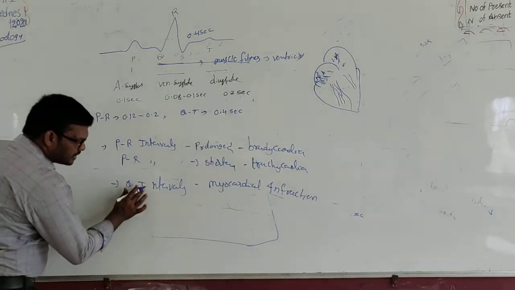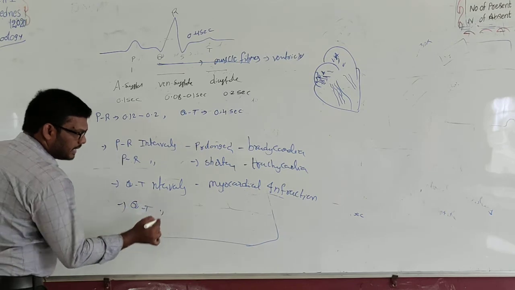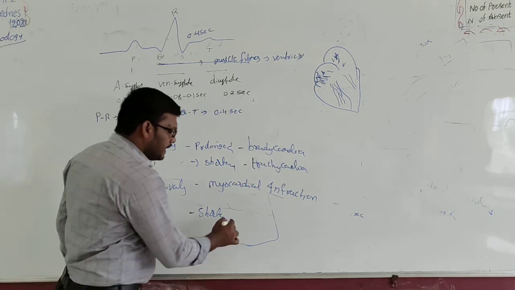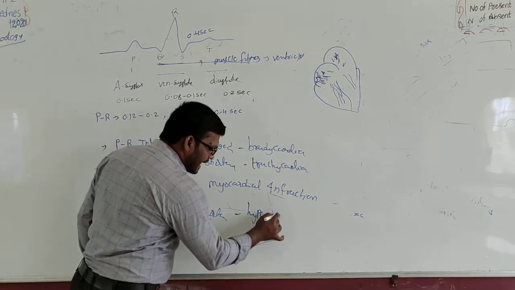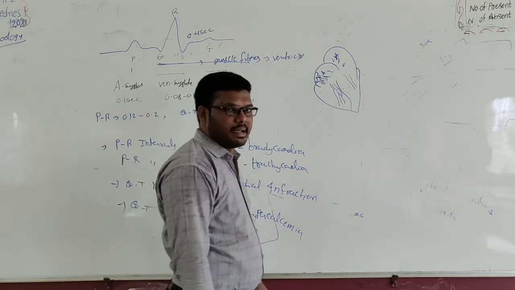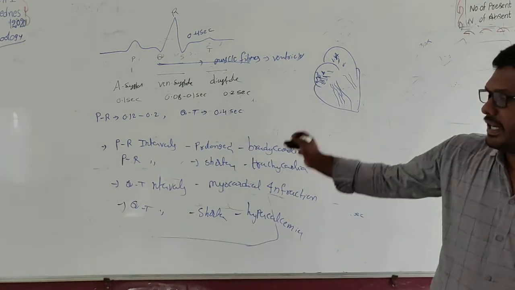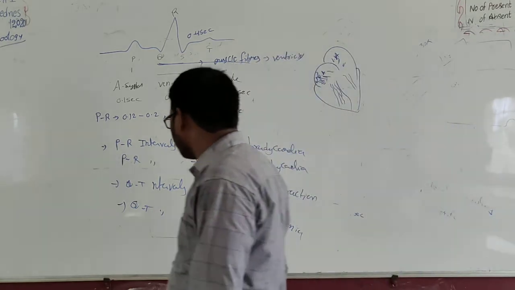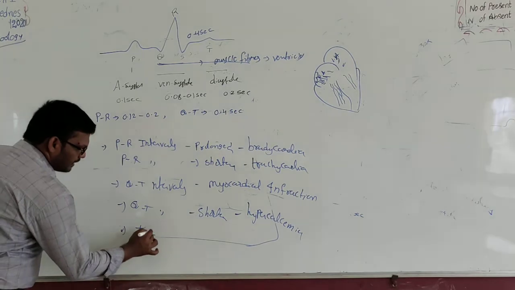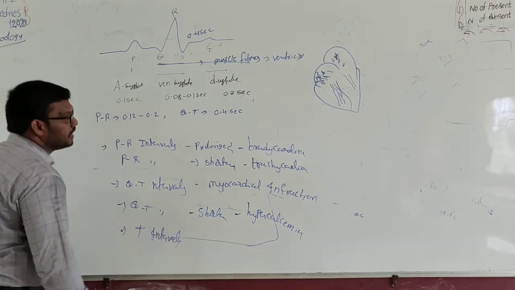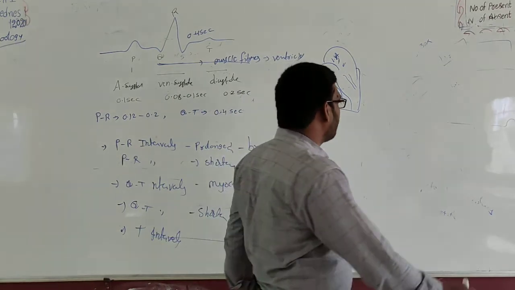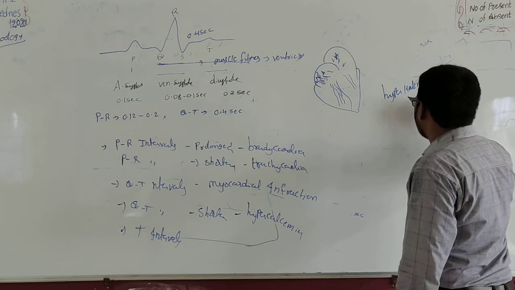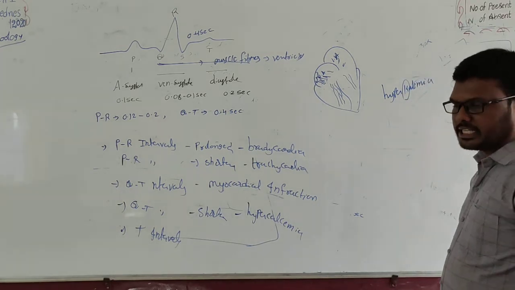And then when this QT interval is shortened, it can lead to a disorder called hypercalcemia. More calcium can accumulate in that region. That indicates the hypercalcemia condition. Or when the T interval is prolonged, it will lead to hyperkalemia. Hyperkalemia indicates an increase of the potassium level.